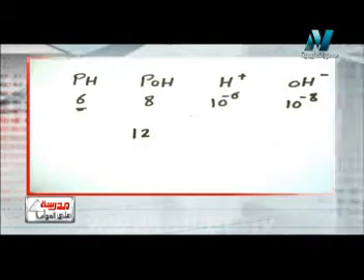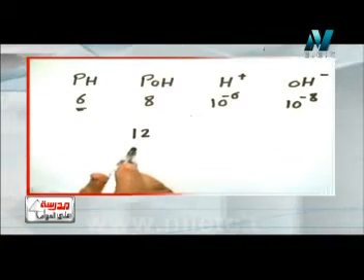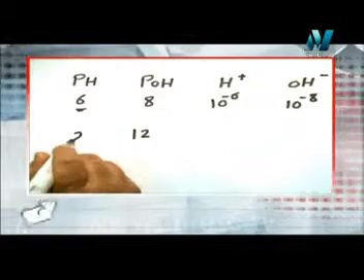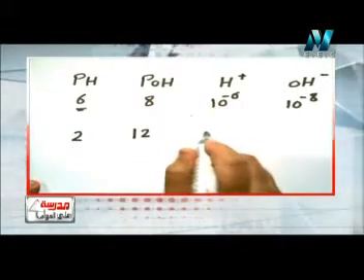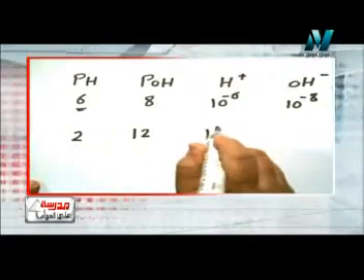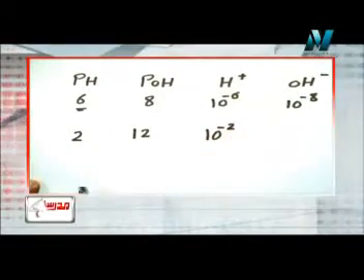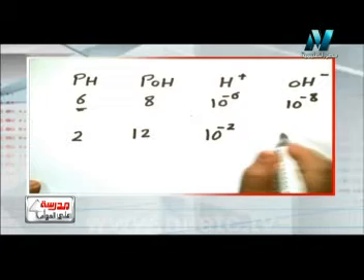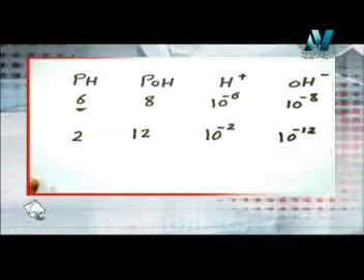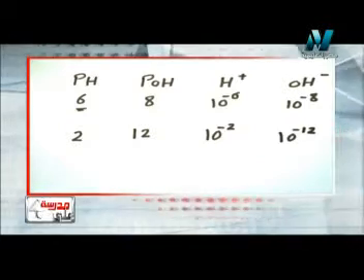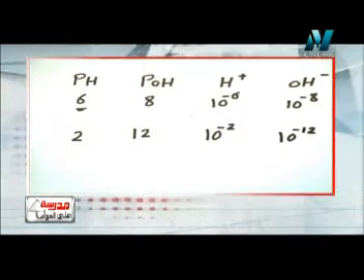Then the last one is pOH equals 12. From 14, the rest will be 2, so pH will be 2. If we want to know the concentration of hydrogen ion, it will be 1 times 10 to the power negative 2. And OH negative ion concentration will be 10 to the power negative 12. This is about the pH and pOH for solutions.